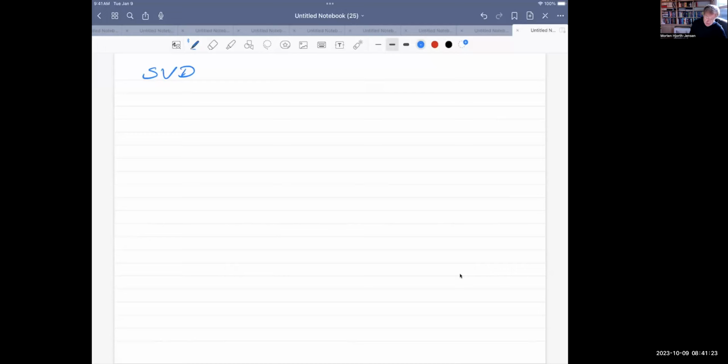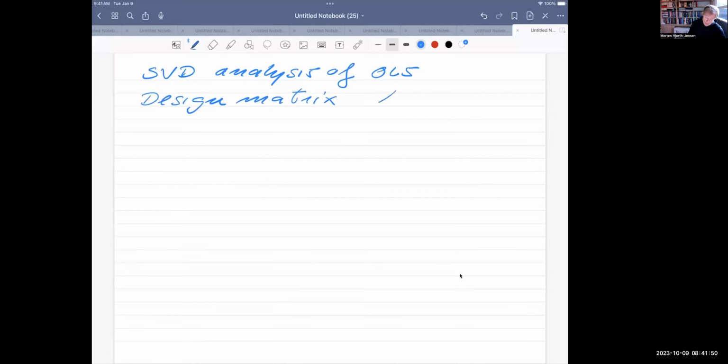So the SVD analysis of ordinary least squares, and we should also add ridge regression, but let's do the ordinary least squares before we start with ridge regression. So what we have defined is a design matrix, or feature matrix as we call it. And we design this one as a matrix of dimensionality n times p. And n is the number of data entries which we have, and p is the number of features which we have.